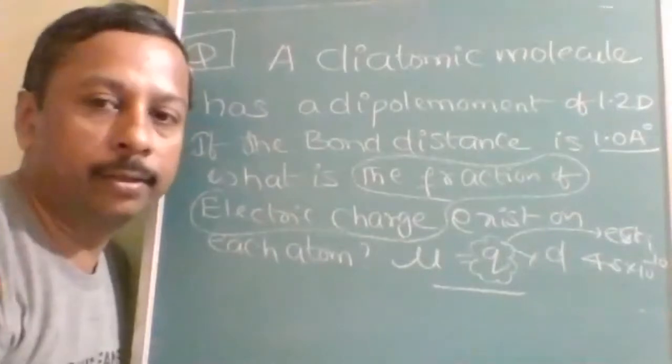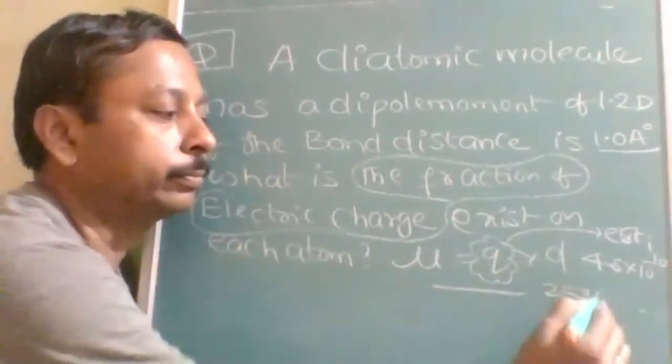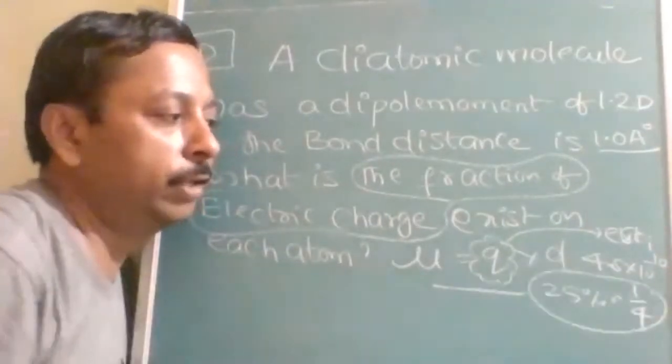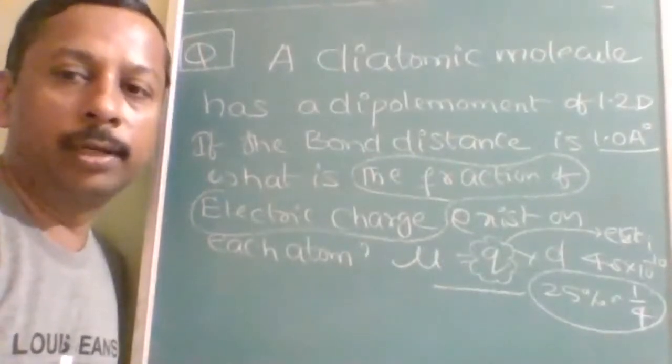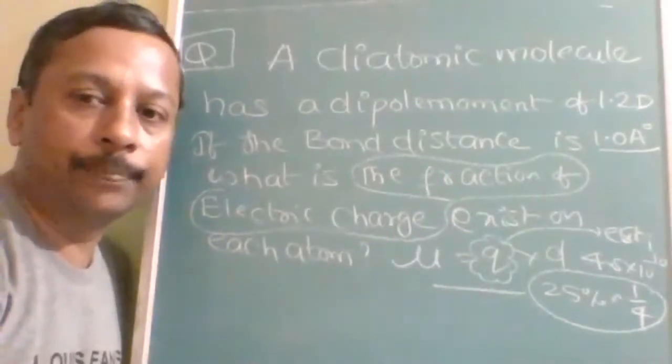You will divide, okay? So then you will get 25% as the answer. Otherwise, if you write 1 by 4 also, 0.25, 25% or 1 by 4. So don't leave the Q value. Q is 1/4 of the, okay.